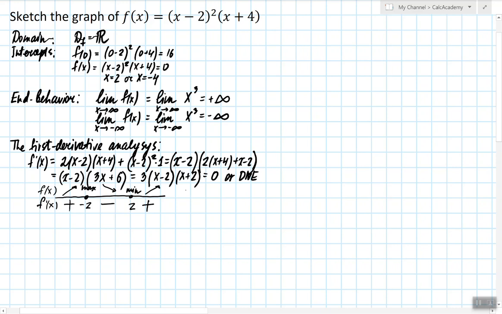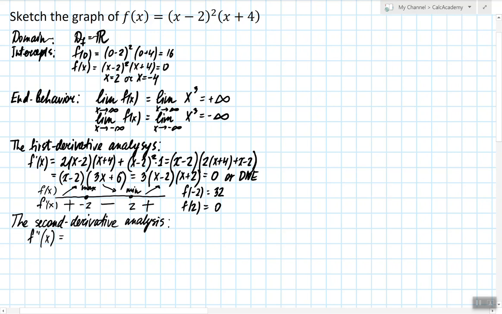So for graphing purposes, we probably want to evaluate the function at -2 and 2. So at -2 we have 32, and at 2 we have 0. So now we're ready to do the second derivative analysis. So to start, let's find the second derivative.